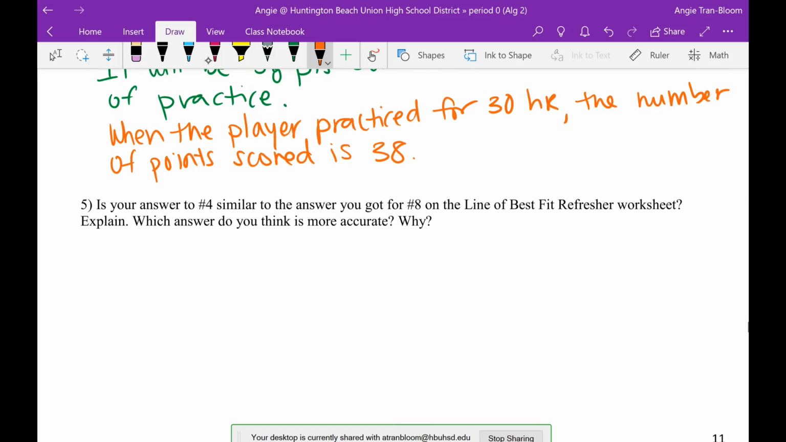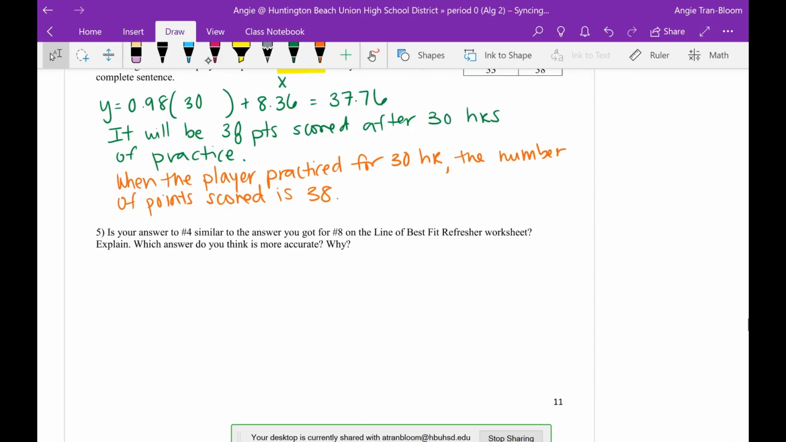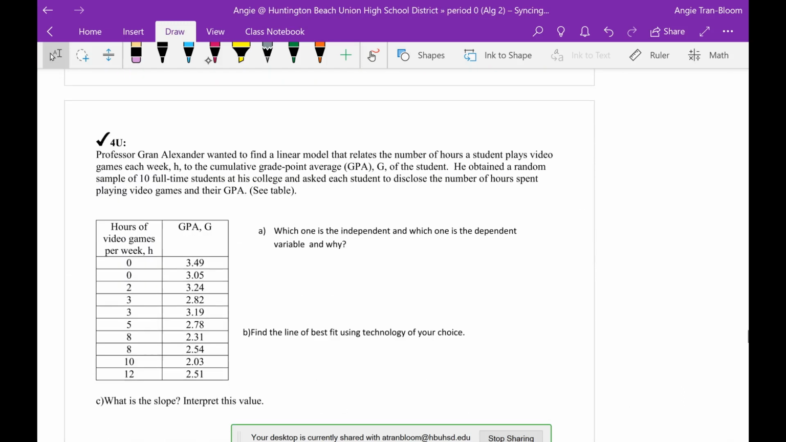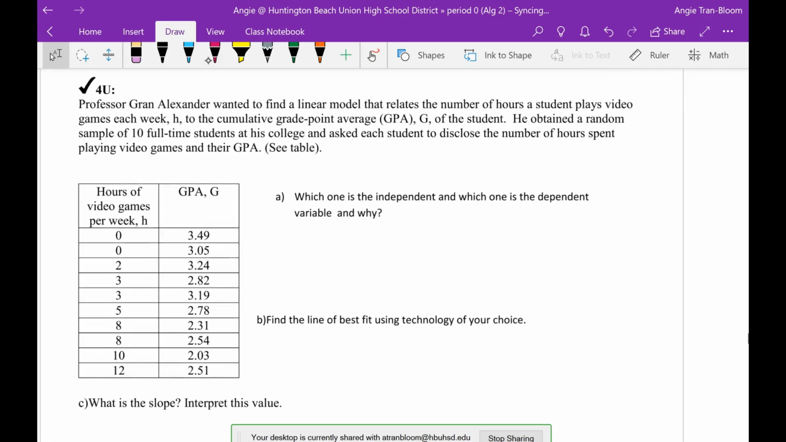Sounds great. Okay. So number 5 says, is your answer to number 4 similar to the answers you got for number 8, which we're going to talk about later when you do that for homework tonight? Okay, so we're going to save this for tomorrow. Now, this is a check for you. This means you try on your own. That means, let's practice using our calculator. So try it out. I'm going to come around and give you the homework tonight. So tomorrow we have the rest of them to compare with our notes.